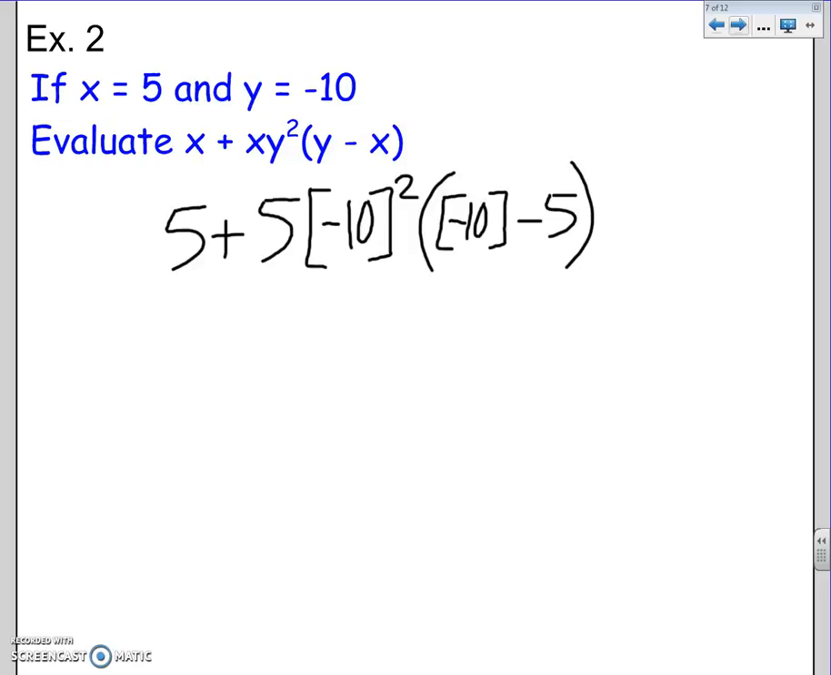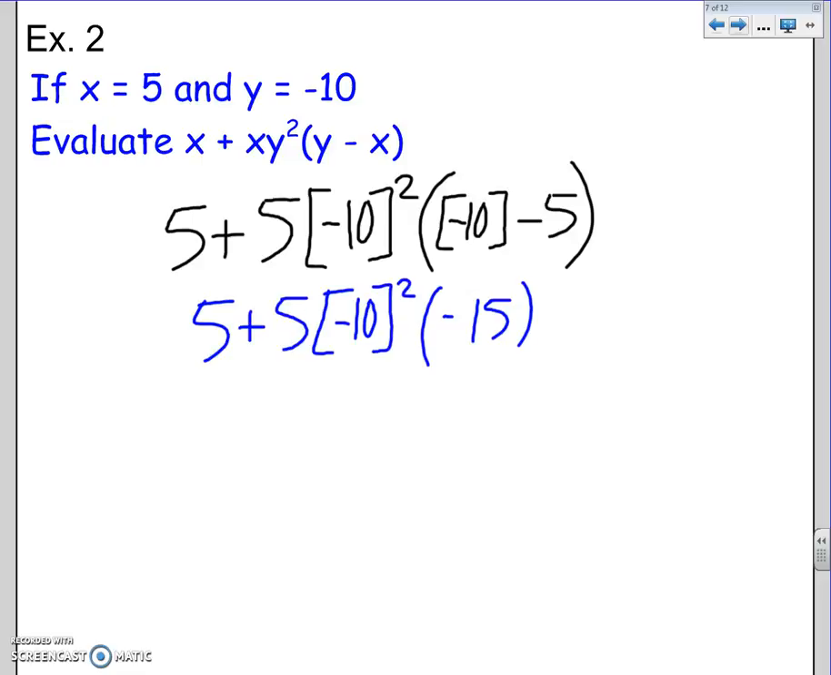First is parentheses. I see negative 10 minus 5. That makes this parentheses negative 15. And the rest stays the same. All right, after parentheses comes exponents. I see negative 10 squared. Negative 10 squared is 100. So 5 plus 5 times 100 times negative 15. And remember, when I write this, the parentheses and the brackets are the same thing. It's just like another parentheses.